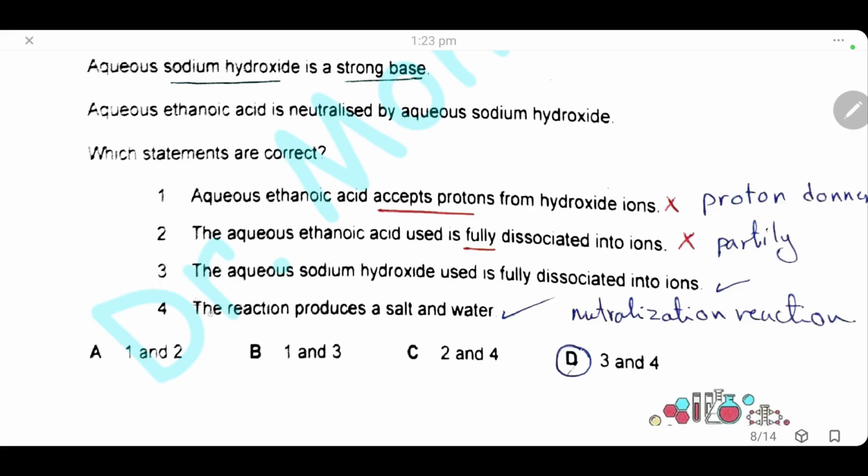Question 3. The aqueous sodium hydroxide is fully dissociated into ions. Yes, it is fully dissociated because sodium hydroxide is a strong base, so it will be completely or fully ionized. Number 4, the reaction produces a salt and water. It's a neutralization reaction between ethanoic acid and sodium hydroxide, so of course the product will be salt and water. We have statement 3 and 4 are correct, so the answer is D.